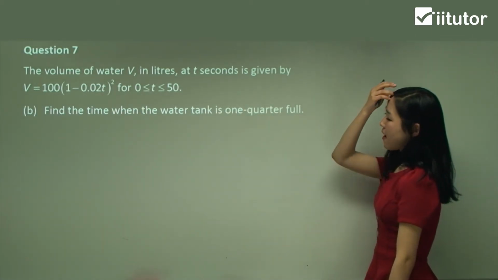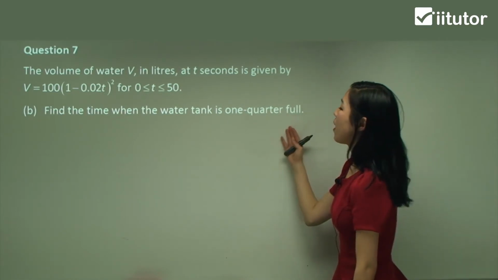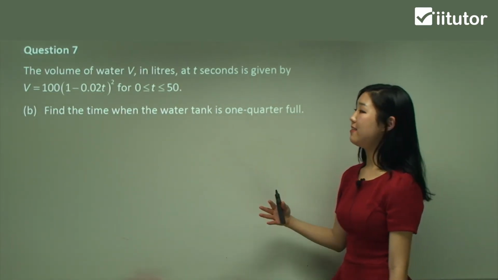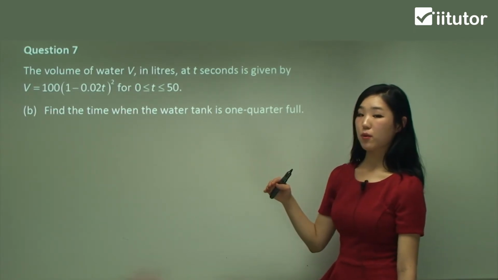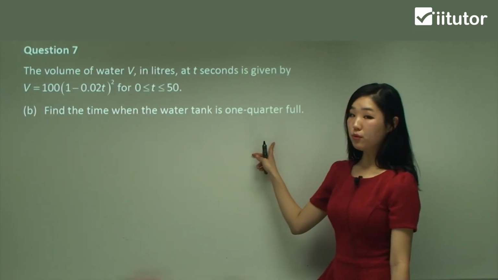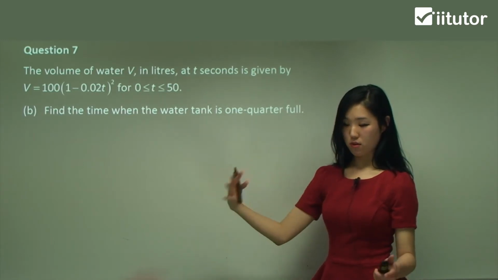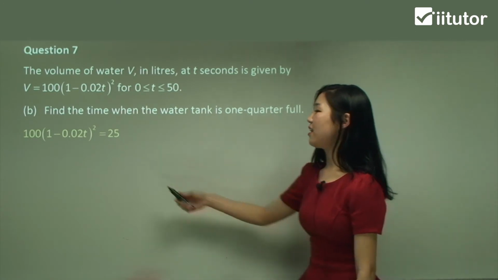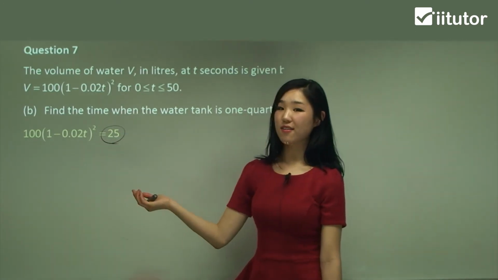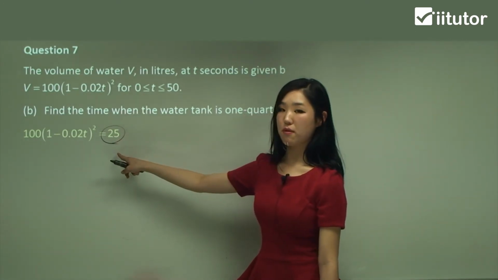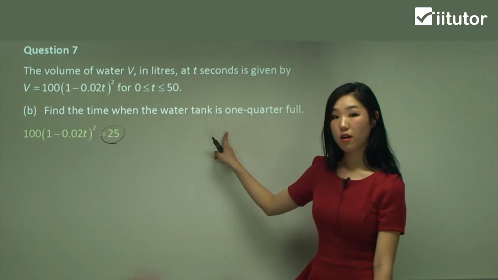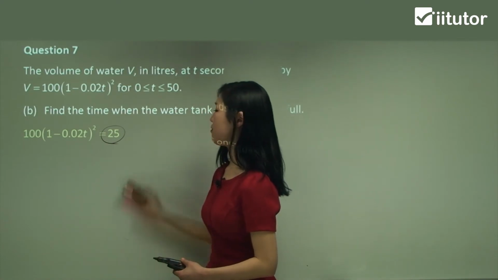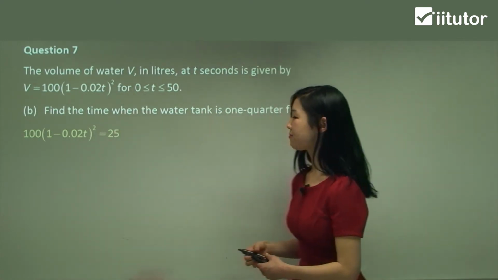Now B, find the time when the water tank is 1/4 full. Now we know that when it's full, it's 100 litres. We found that in part A, haven't we? So when it's 1/4 full, simply divide that fullness, that 100 litres, by 4. So you should get 25. Okay, so this is just 100 divided by 4, which is 1/4. Okay, so this links to the first question. So you just let this be equal to 25 and solve for t.